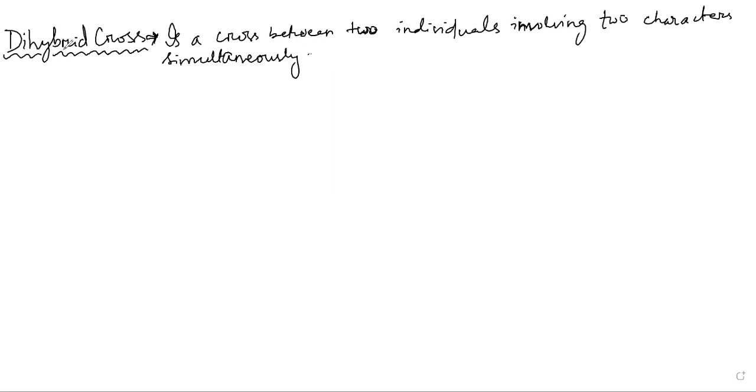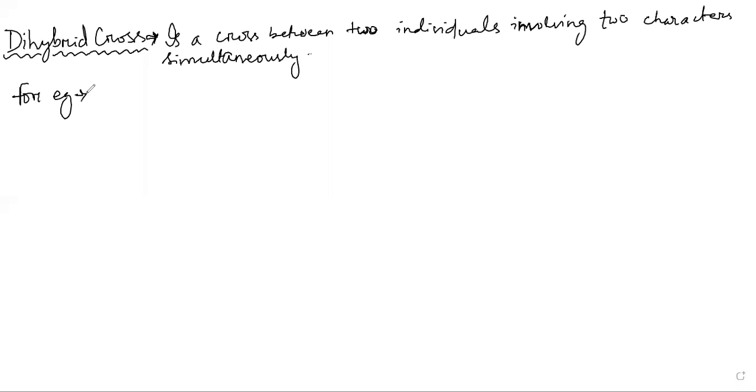So dihybrid cross is a cross between two individuals involving two characters simultaneously, because here di means two, hybrid means in the F1 generation, you will get to see two characters when two parents are crossed. So let's find out what is the phenotypic and genotypic ratio for a dihybrid cross and how to perform a dihybrid cross.